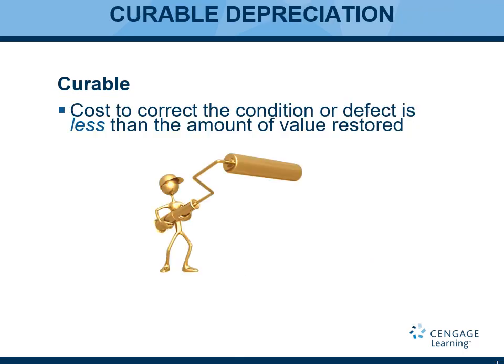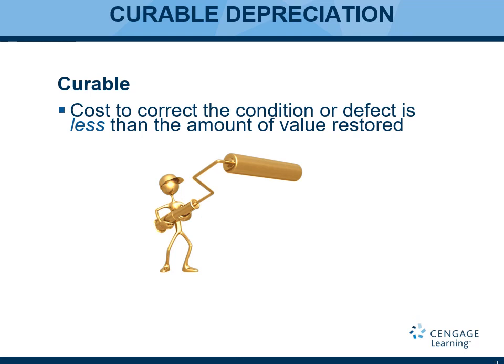We've looked at the three different types of accrued depreciation. We have physical deterioration, functional obsolescence, and we also have external obsolescence. Now, here's the thing about depreciation. Some depreciation you can fix, and it makes sense monetarily to do that. We call that curable. And then some depreciation is incurable. It doesn't make sense money-wise to correct the deficiency. So let's talk about curable first.